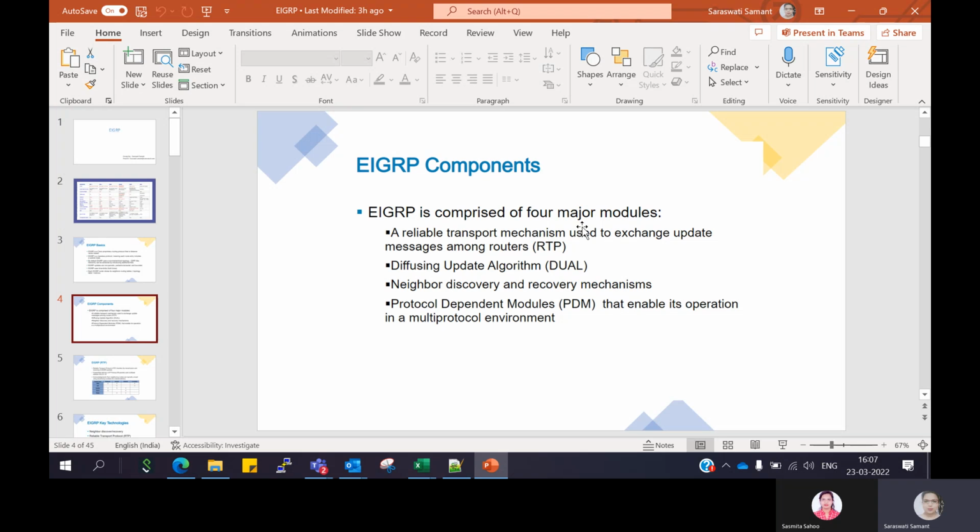So EIGRP is comprised of three main parts. It uses RTP, reliable transport protocol. It uses diffusing update algorithm. It does perform neighbor discovery and recovery mechanisms, and it also uses protocol dependent modules. So what exactly is RTP and what is DUAL? I'll be covering that part in the coming session, in the coming slides.